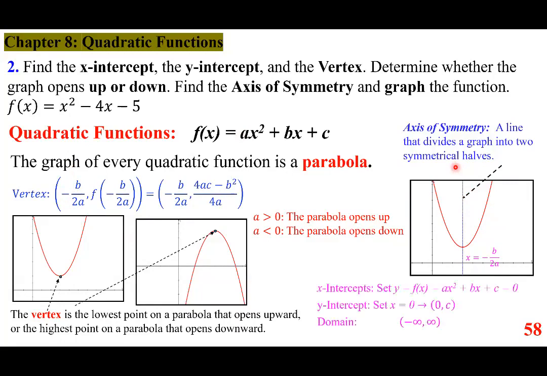Also, intercepts. When you graph, set x to 0 and find y; set y to 0 and find x. Those are intercepts. The domain happens to be all real numbers, from negative to positive infinity. However, the range depends on the graph. If it opens up, the range goes from the y coordinate of the vertex to infinity; when it opens down, from negative infinity to the y coordinate of the vertex. So it depends on whether it opens up or down.